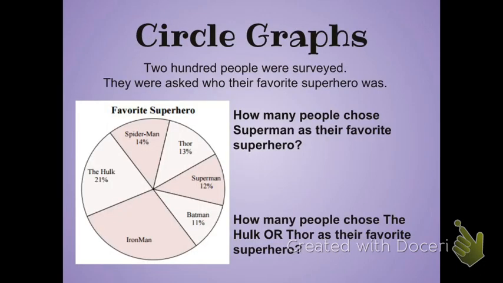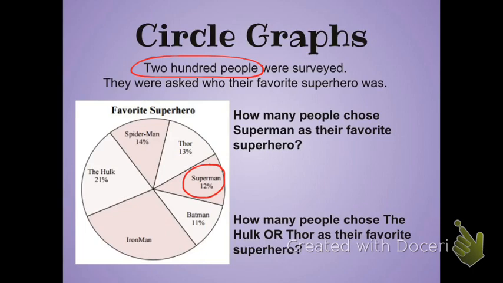Okay, in the circle graph, the directions say how many people were surveyed. How many people were surveyed? 200, right? 200 people were surveyed. Okay, so it says if 200 people were surveyed, how many people chose Superman as their favorite superhero? So Superman was chosen by what percent?